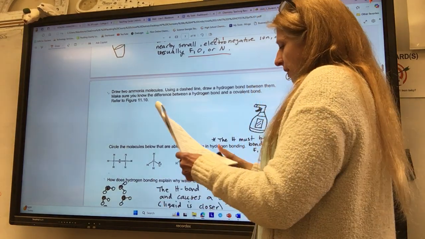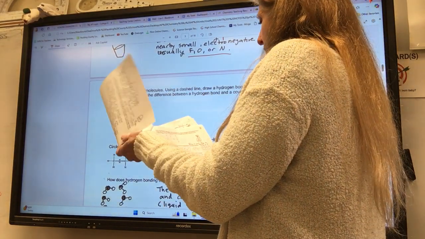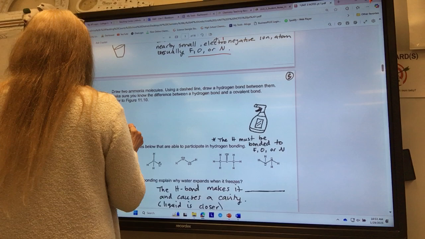Okay, so this shows what it does. So here you've got two ammonia molecules.